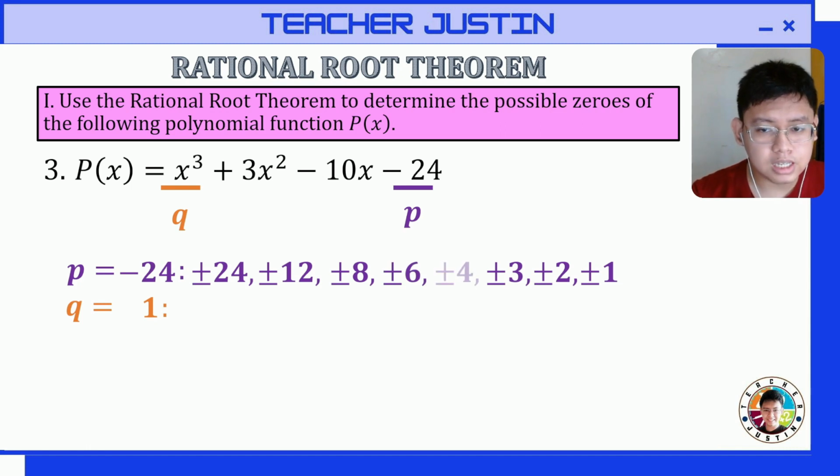Positive negative 6, and positive negative 4. Yan yung ating mga factors ni 24. Napunta naman tayo kay Q. So, Q is 1, so yung factors niya will be positive negative 1 lang.